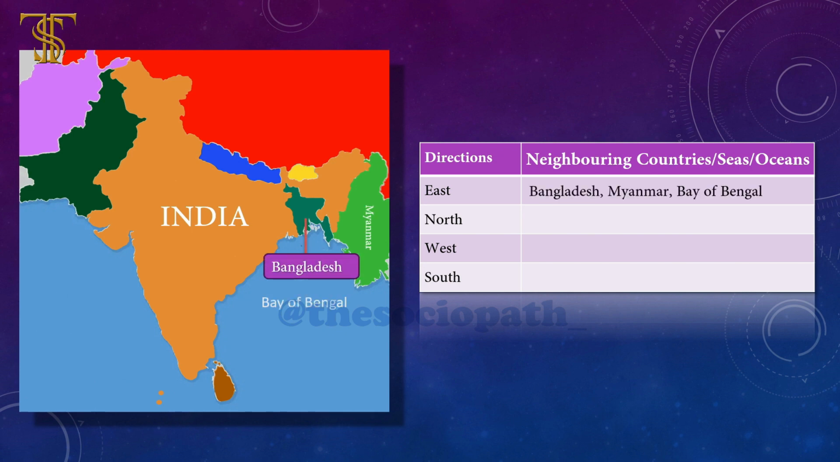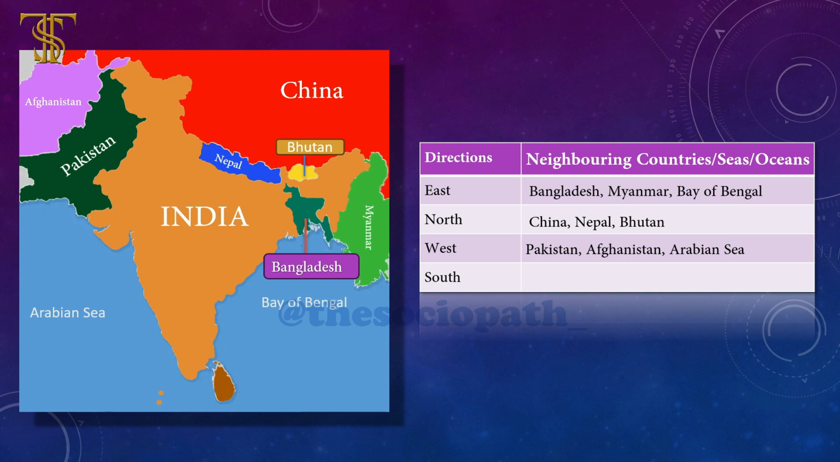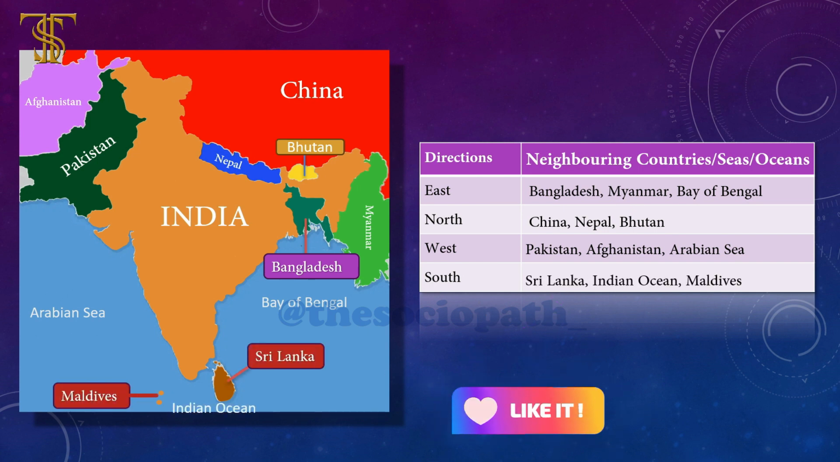Towards the east of India, we share our boundary with Bangladesh, Myanmar and Bay of Bengal. Towards the north, we have China, Nepal and Bhutan. Towards the west, we have Pakistan, Afghanistan and Arabian Sea. And towards the south, we have Sri Lanka, Indian Ocean and Maldives.